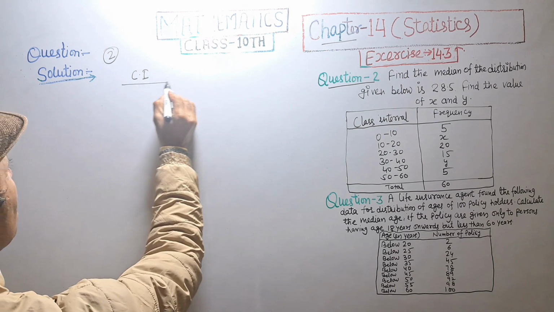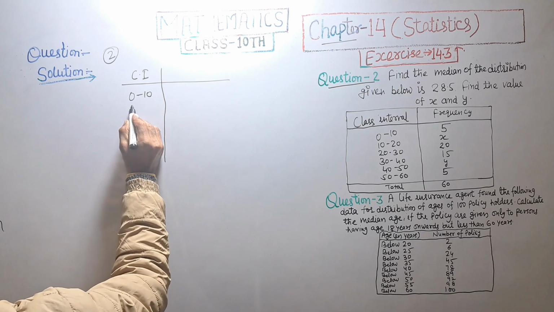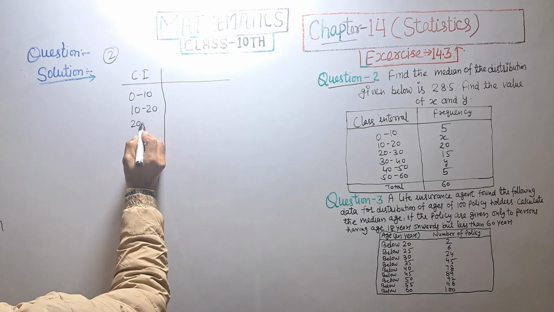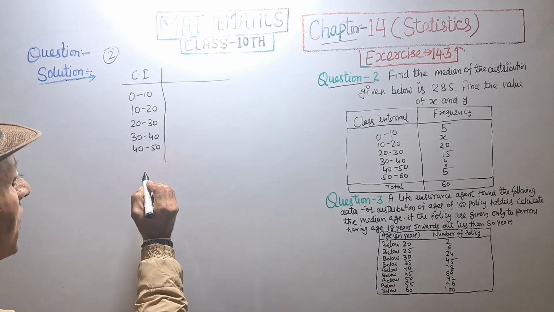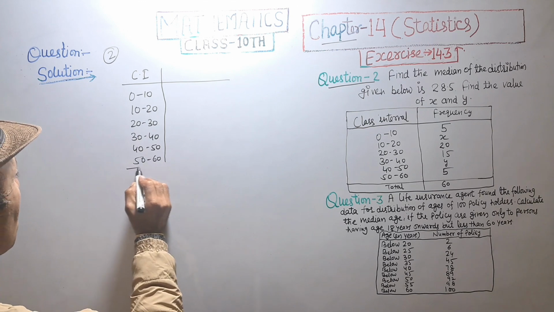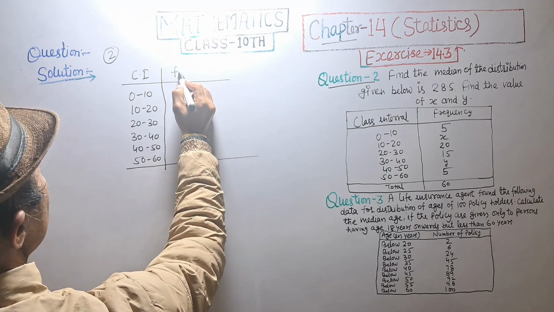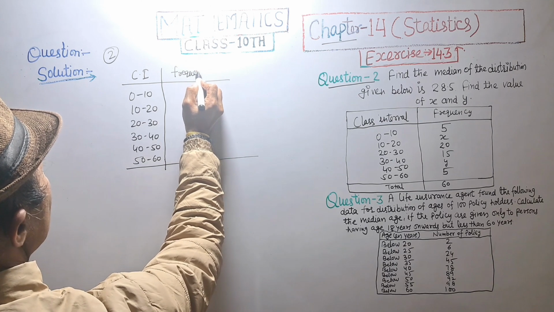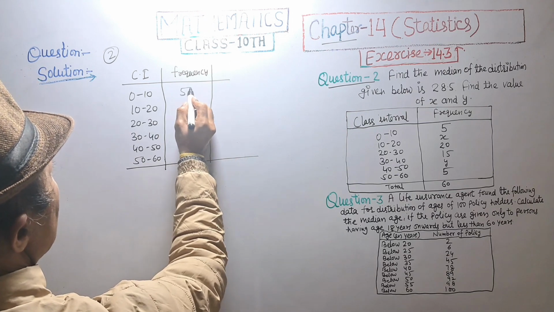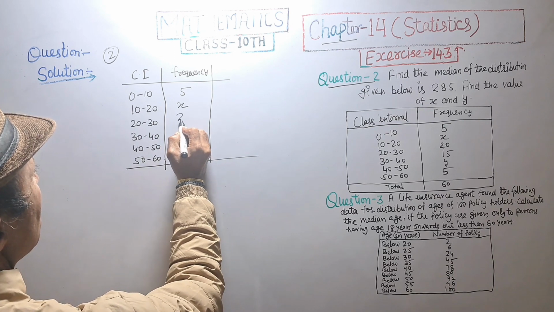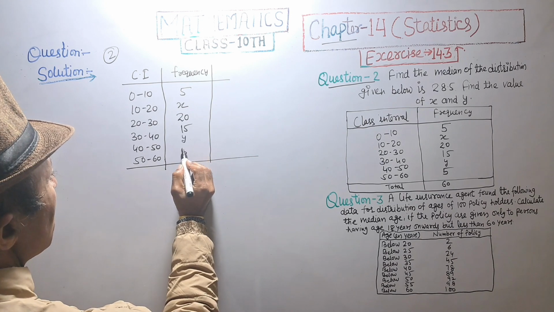Class interval: 0 to 10, 10 to 20, 20 to 30, 30 to 40, 40 to 50, and 50 to 60. And frequency: 5, x, 20, 15, y, 5.